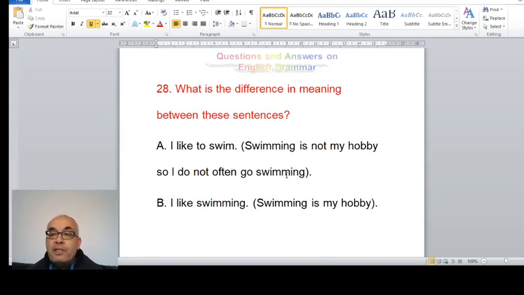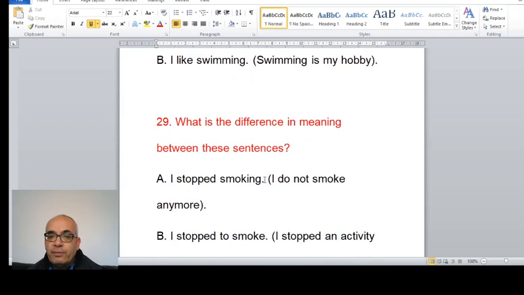What is the difference in meaning between these two sentences? I like to swim and I like swimming. I like to swim, this means swimming is not my hobby, so I don't often go swimming. I like swimming, this means swimming is my hobby and I do it a lot.